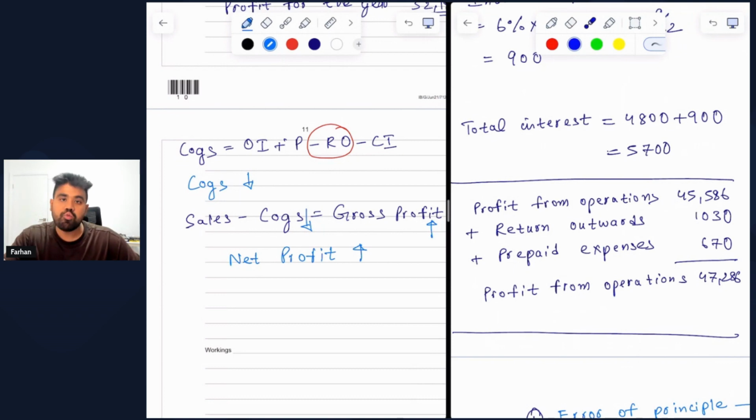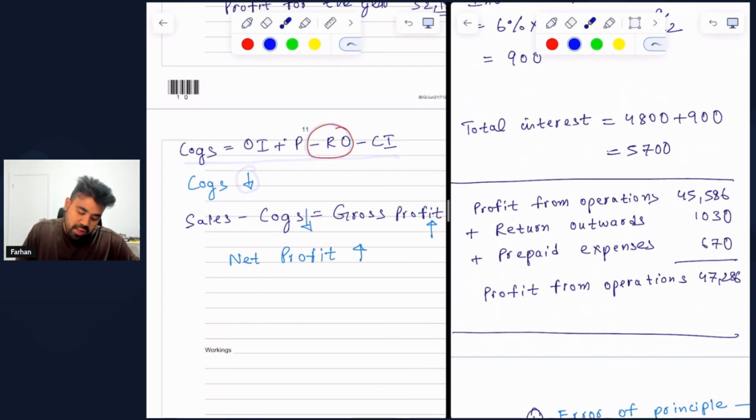All right. So let me go through this quickly again with you. So we had return outwards of £1,030. That wasn't included before in the draft profit. If we are to include this now, what's going to happen? Return outward goes into the calculation for cost of goods sold. So as you can see with the formula that I have written here, cost of goods sold equal to opening inventory, add purchases, minus return outwards, and minus closing inventory. So if we include an extra 1,030 for return outwards, it means that we are subtracting more. And that results in a reduction in the value for cost of goods sold.